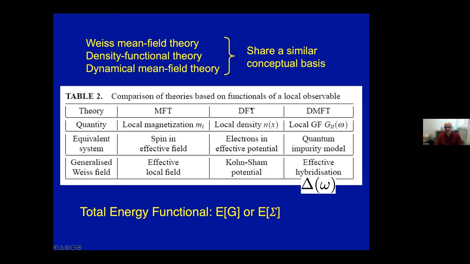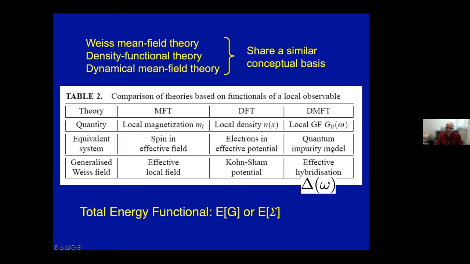So to draw a parallel with other established frameworks, as I mentioned before, you can draw a parallel with mean field theory, density functional theory. We focus on different observables. We have in each case an equivalent system: in mean field theory that would be a spin in an effective field. In DFT, that would be free electrons in an effective potential. In DMFT, that would be an atom in a bath. And the difference between DFT and DMFT is that here the reference system is a free system. It's free electrons in a Kohn-Sham potential, which is self-consistently adjusted.